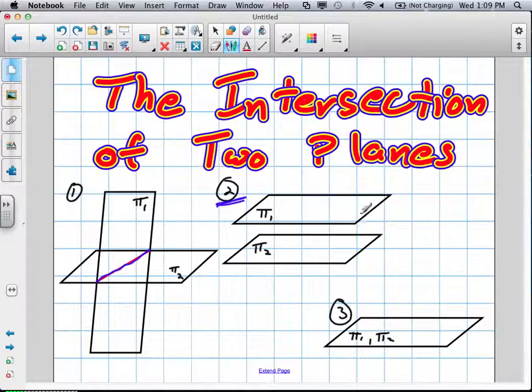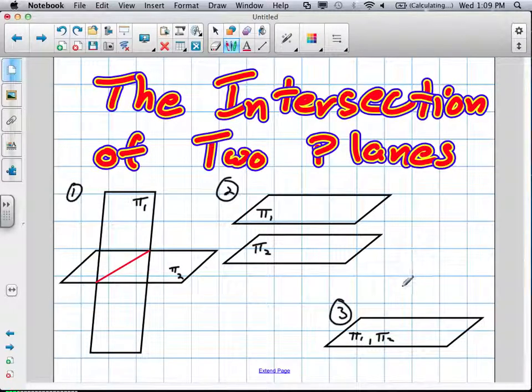Case 2 is when we have two parallel planes. There will be no solution to this, okay? Case 1 would be considered our one solution, or our one equation of a line. This case 2 will be no solutions. And case 3 will give us an infinite number of solutions where we have coincident planes. It's actually the exact same plane we are talking about, okay?